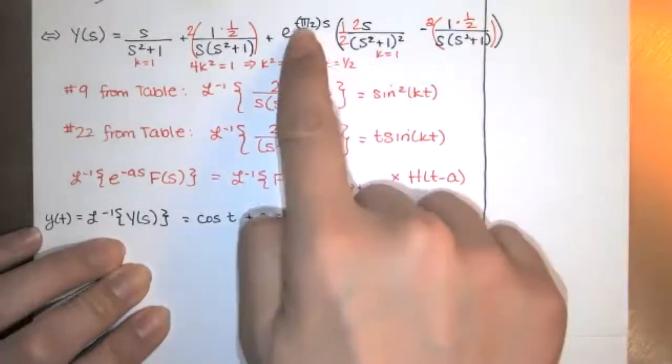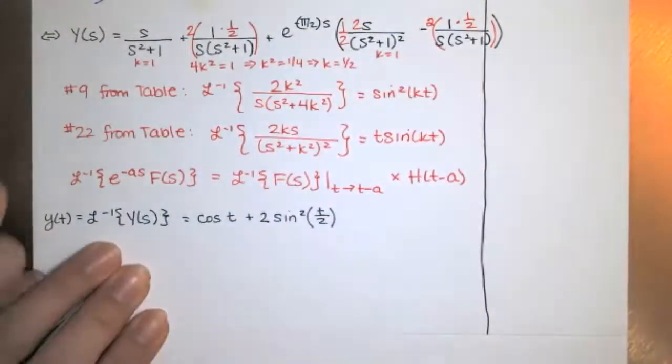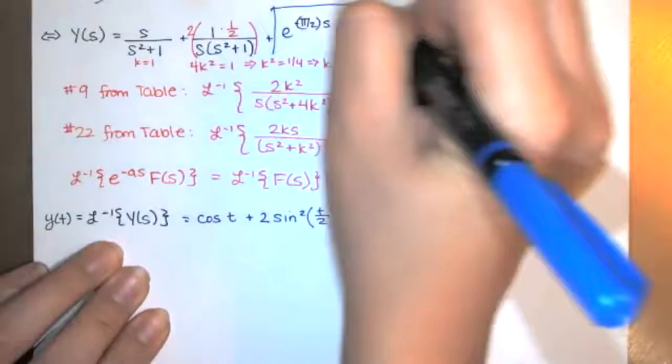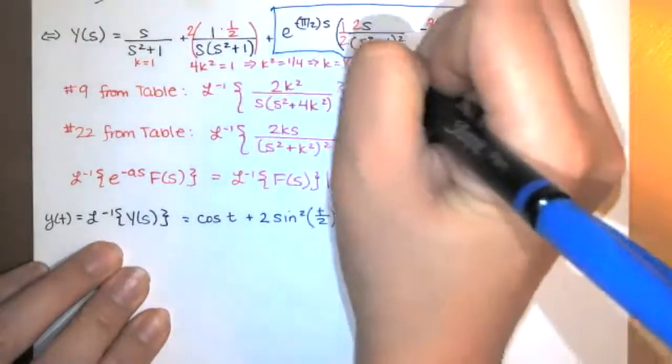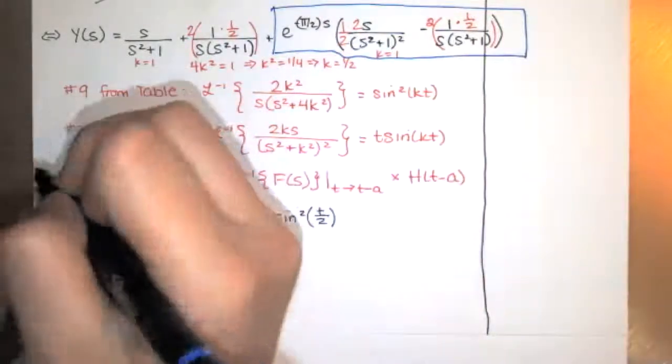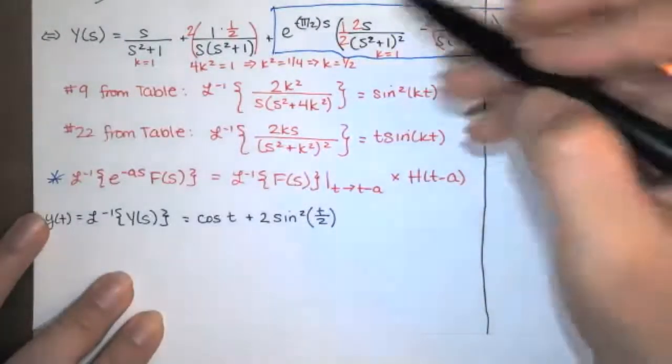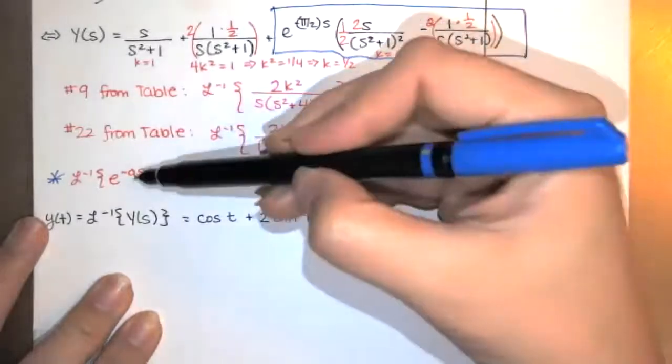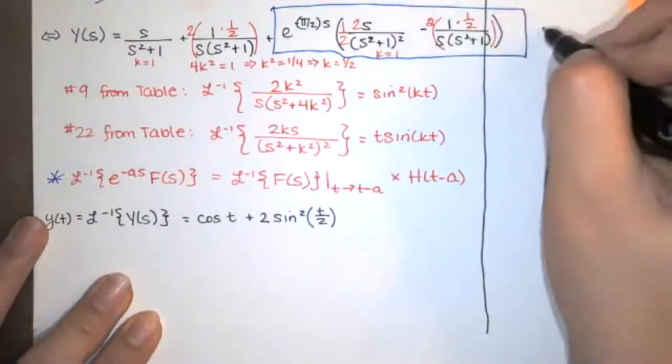So matching this pattern to this, I'm focused right here now. I know there's a lot of red, and it can be easy to get lost in this. I'm focused right there, and I'm focused right here. So in our case, a is pi over 2.